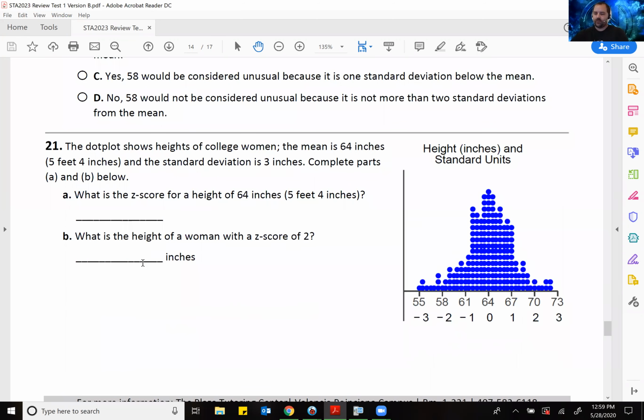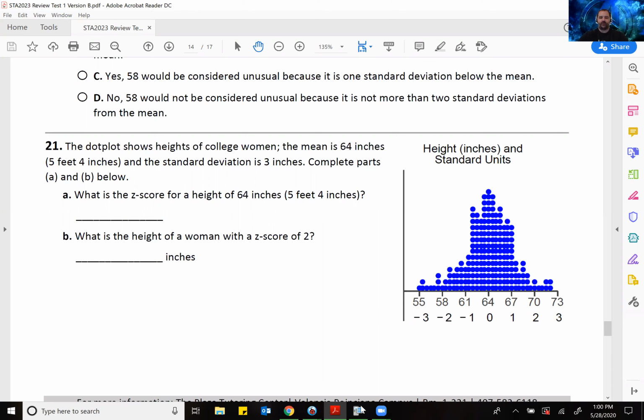All right, number 21. Here we're going to start talking about some z-scores. It says the dot plot shows the height of college women, the mean x bar is 64 inches, and the standard deviation is 3. They want you to find the z-scores and the height based off of the z-score for the given information.